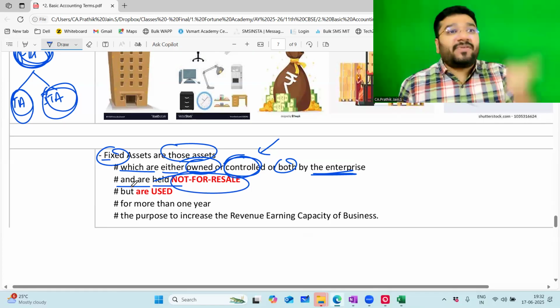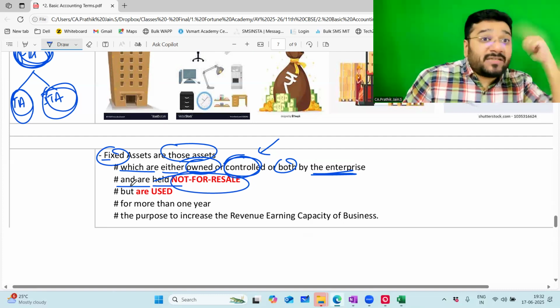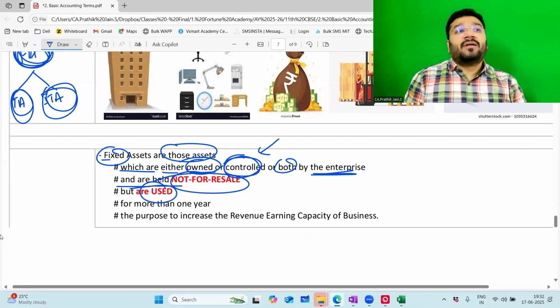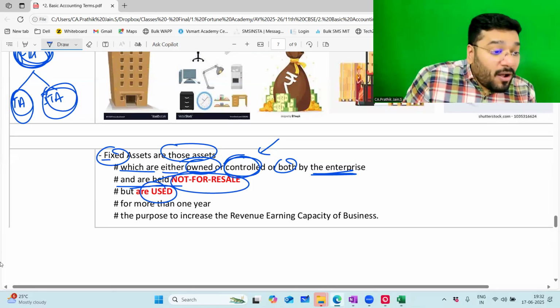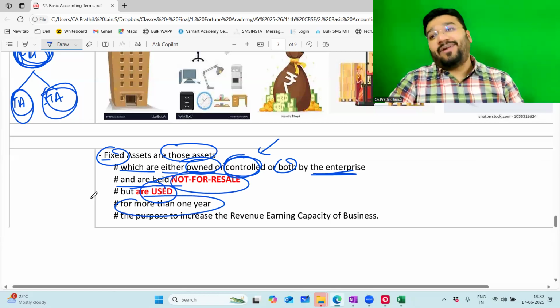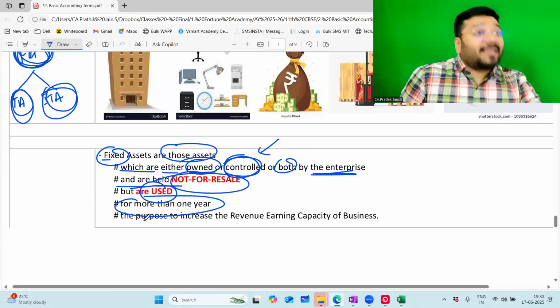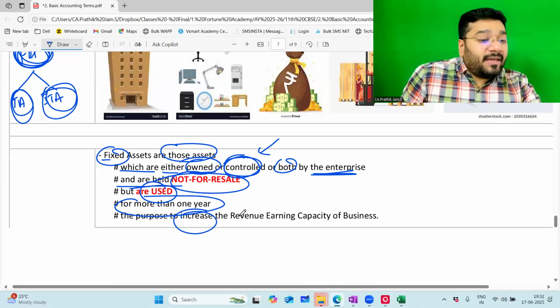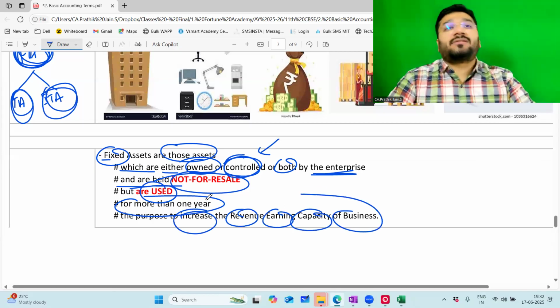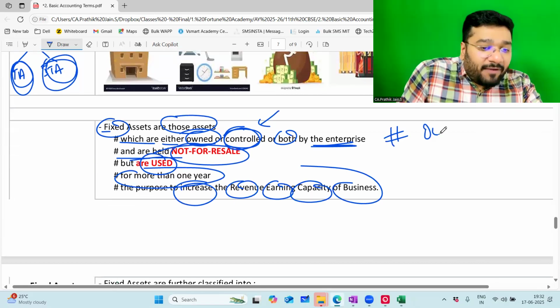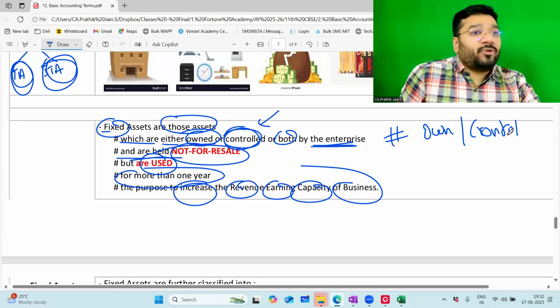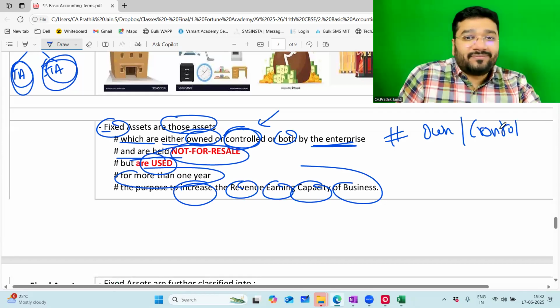Assets are never purchased with the intention to sell. They are purchased with the intention to use. And usage means not just for 1 year. I want to use it for more than 1 year. And this asset will help me to increase the revenue earning capacity of the business. How many conditions? Sir, first condition, we have to either own it or have control over it. Not right to use. Right to use is different. Right to use is not an asset. Right to use is your expenditure.